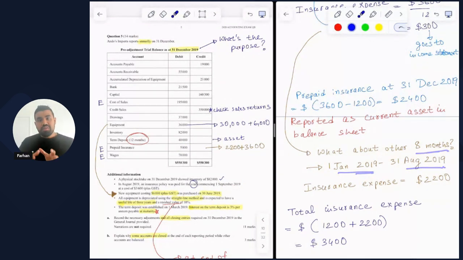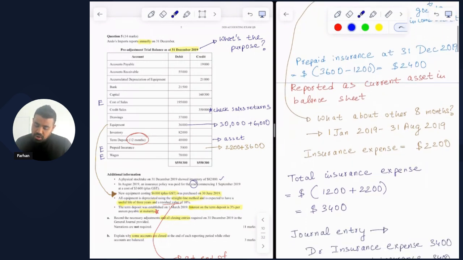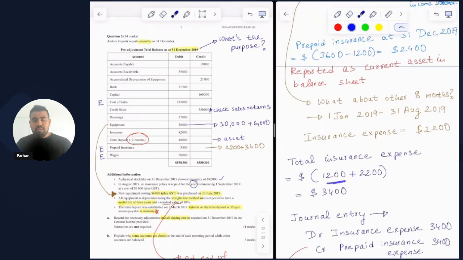So from January 2019 to August 2019, we have 8 months in total. So that $2,200, which is what you can see here, would be expensed as well. So the insurance expense for the first 8 months would be $2,200. So altogether, the total insurance expense for the entire year of 2019, given that the business reports on an annual basis, is $1,200 for the month of September, October, November, and December, plus $2,200, which covers January, February, March, April, May, June, July, and August, the 8 months, and altogether we get $3,400.